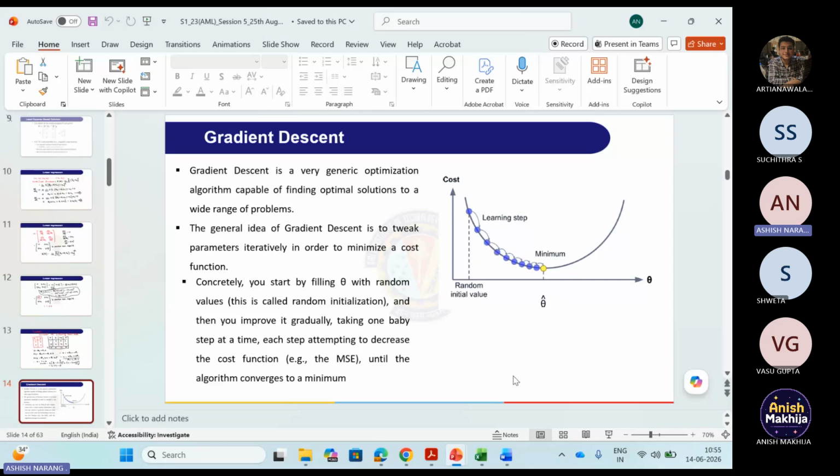Now you see the things which you have studied, finding out minima and maxima in mathematics using differentiation. That is applicable here. That is applicable in real-life scenarios.